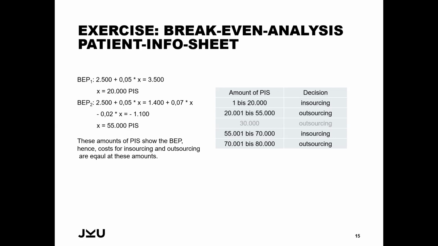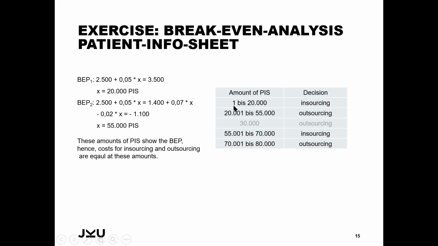But that would also mean that at 19,999 patient information sheets, insourcing is cheaper. And it also means that at 20,001 patient information sheets, outsourcing is cheaper. So actually here, right on the right side, this is wrong.